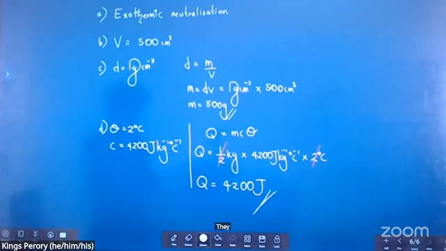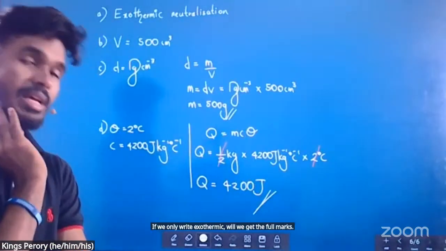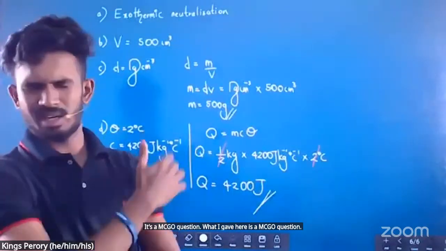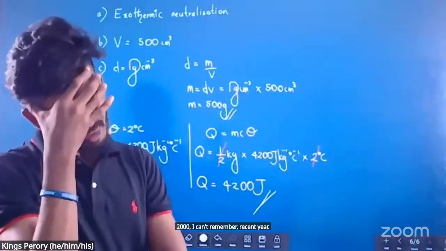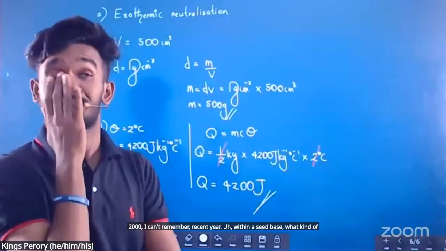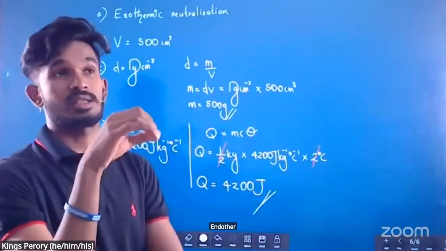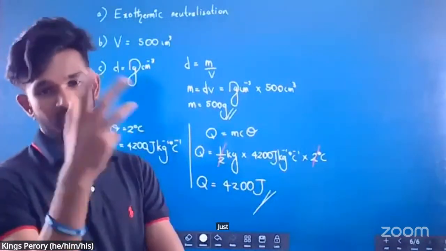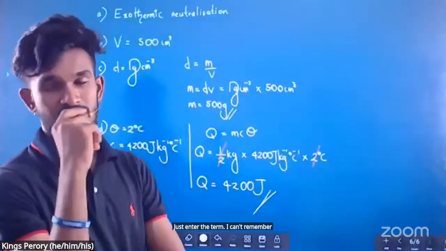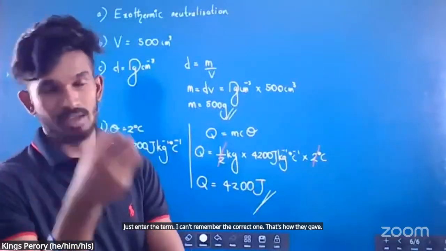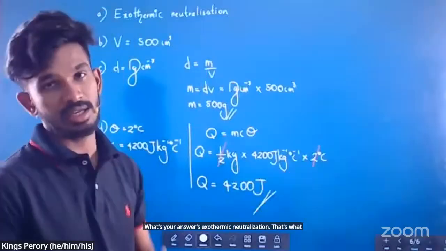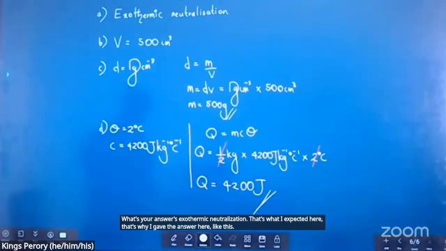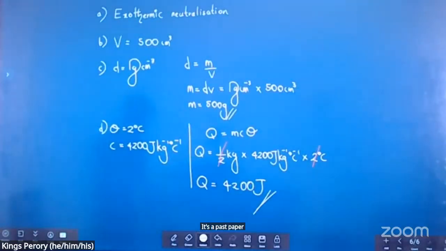So if we only write exothermic, will we get the full marks? It's a MCQ question. What I gave here is a MCQ question from, I can remember, a recent year. Between acid base, what kind of reaction occurs? Endothermic neutralization, exothermic neutralization, just neutralization, just endothermic. They gave that. I can't remember the correct one. What's your answer? Exothermic neutralization. That's what I expected here. That's why I gave the answer here like this. It's a past paper MCQ question.